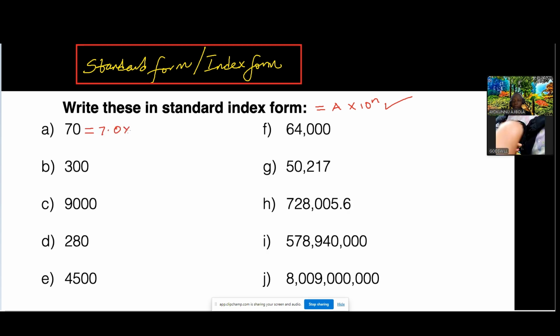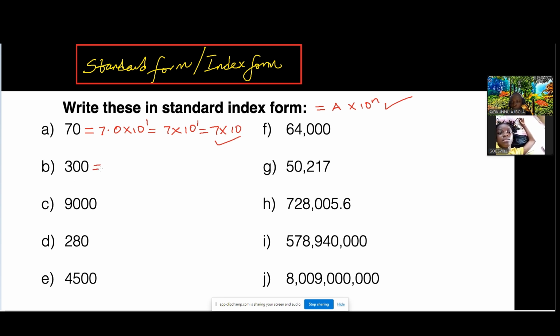So this one becomes 7.0 times 10 raised to power 1. But because it's just point 0, we can just say 7 times 10 raised to power 1. And 7 times 10 is still 70, right? Yes, 7 times 10 is 70. So definitely it's still like 7 times 10 in standard form. We don't even need to put the 1 there as the power of the 10. Is that clear?